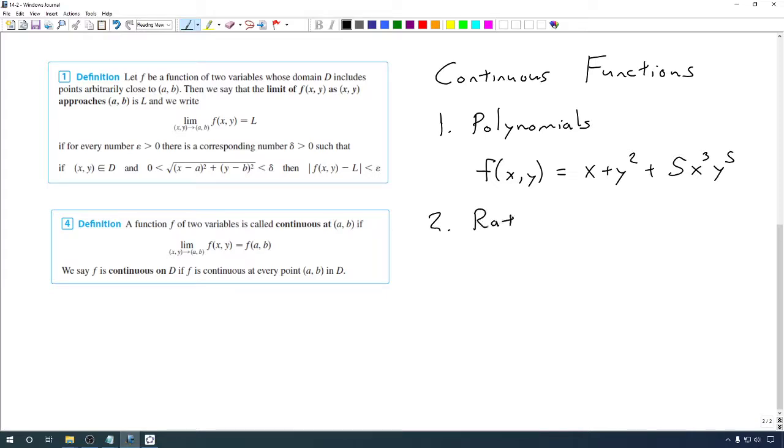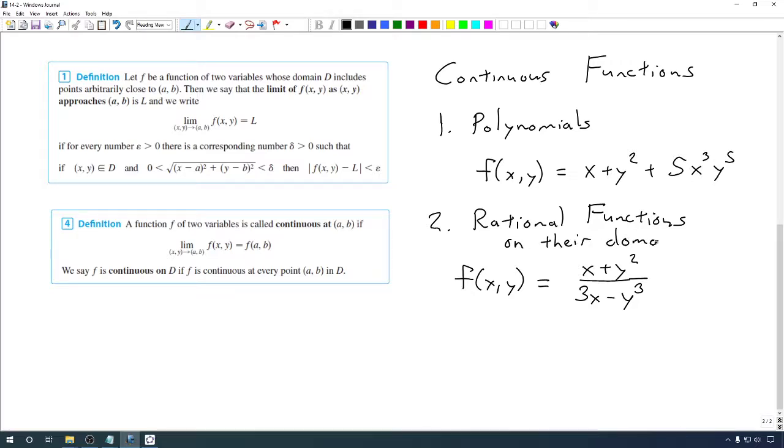We can look at rational functions. A rational function would be something that is a polynomial divided by a polynomial. So you could say x squared plus y squared over 3x minus y cubed. Now, what I've written here is not continuous for every point x and y. This will not actually be continuous at any point where y cubed equals 3x, say. But they are continuous on their domain. At any point in their domain, a rational function will be continuous. So as long as the bottom here doesn't equal 0, we're fine.